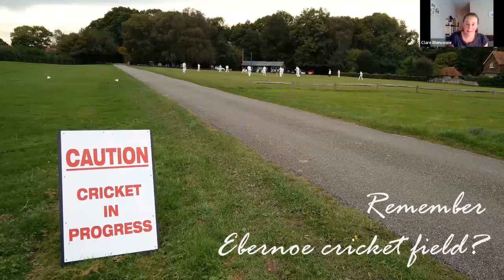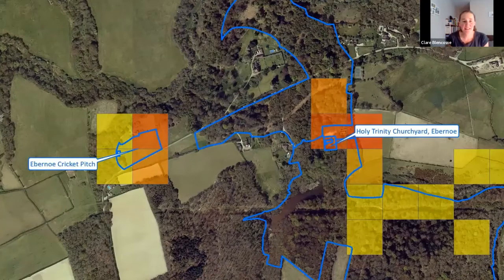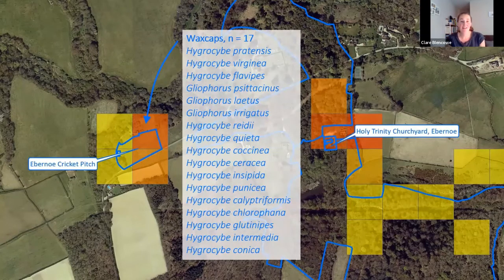So if you remember Ebony Cricket Field, that's what it looks like in summer. And that's what it looks like in the mapping of the waxcap records that we did. It's that little oblong bit on the left-hand side. And when we came to do the analysis, we found there were 17 species of waxcaps that had been recorded from that site, which puts it firmly in the regionally important category. But actually that site has no conservation designation on it at all. There's nothing in planning terms that would let you know that that site is important for grassland fungi.